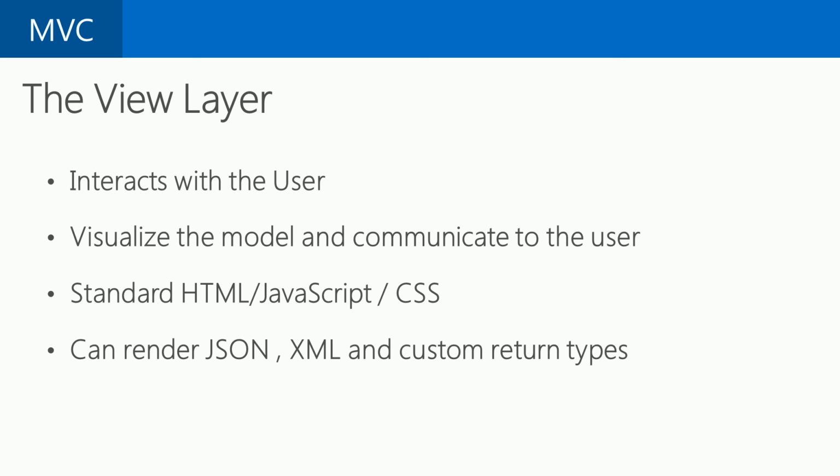The model is a database. What the view does is interact with the user. All the interactions with the end user are the responsibility of the view. The view just visualizes the models and communicates to the user. We have data in the model, and the view visualizes all the data from the model. The view is built on standard HTML, JavaScript, and CSS like most other websites. Views can also render JSON and XAML, and can return some custom types as well.